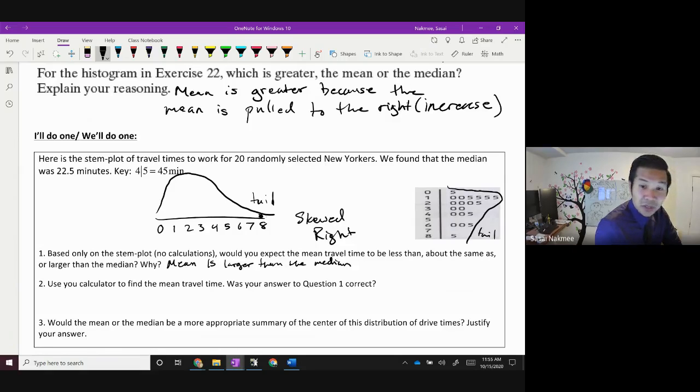The mean is larger than the median because of that skewed right, right? Since it's skewed right, the mean is increasing and it's going to be larger than the median. And that's where that is.